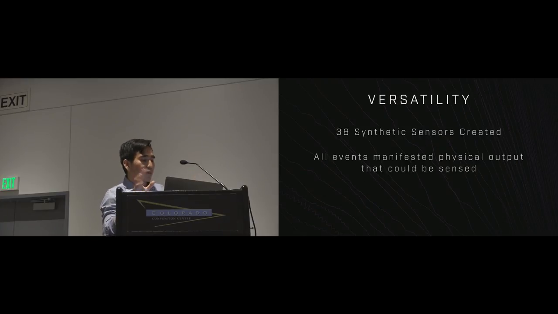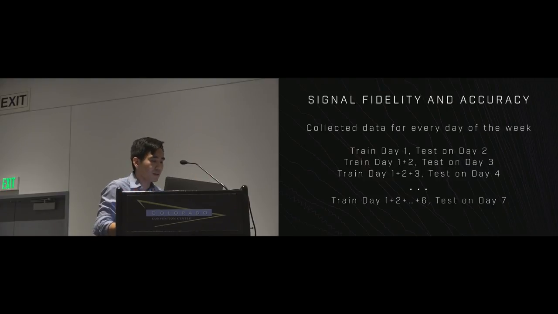So on those five sensor boards, we were able to create 38 synthetic sensors. All of these events manifested some form of physical output that could be sensed. To evaluate signal fidelity and accuracy, we obtained ground truth by manually collecting and annotating data spanning multiple days and locations. So in each test location, we demonstrate a facet of interest.